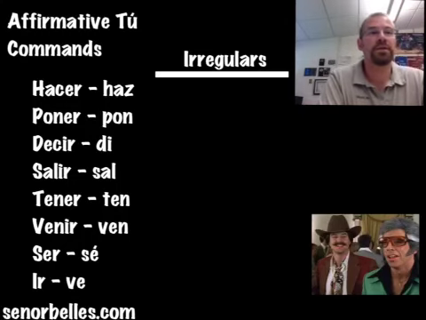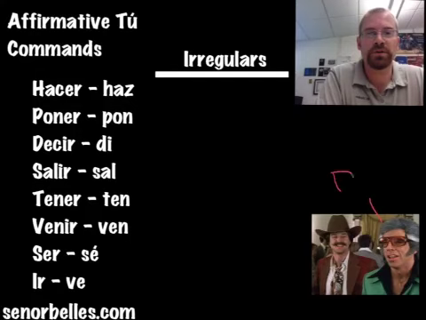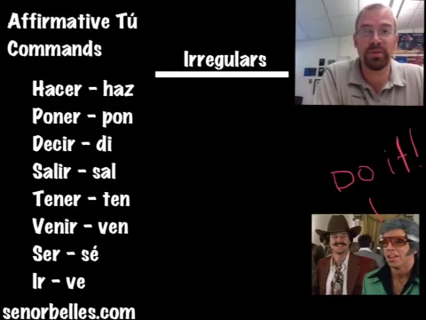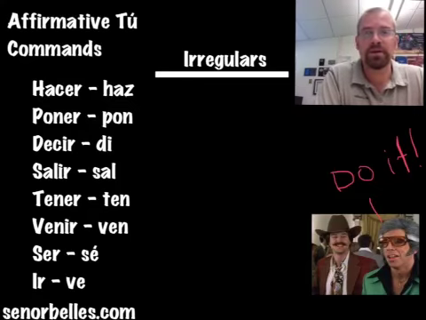Alright, so there are a handful of irregular affirmative tú commands in Spanish, and most of them are on the screen. And I'm just going to tell you how they're pronounced, and maybe just recommend how you remember them. So, hacer goes to haz, so do your homework, for example, would be haz la tarea. Poner, which is to put, place, or set, maybe set the table: pon la mesa. Decir, you might say, tell the truth: di la verdad. Salir means to leave or go out, so sal de la clase, leave the class.